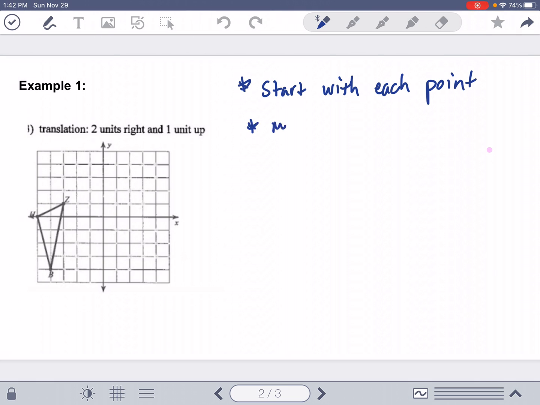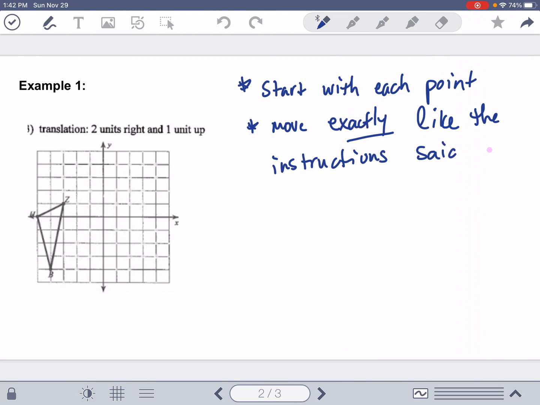And then move exactly like the instructions said. So let's do this in red. I'm going to go 2 units to the right, 1, 2, and 1 unit up. Puts my new Z right there. And we'll refer to that as Z prime because that's the new Z.